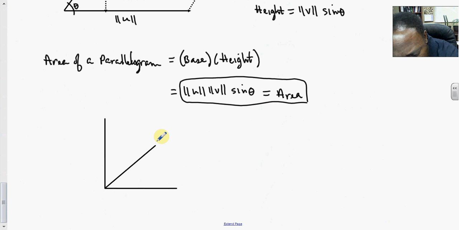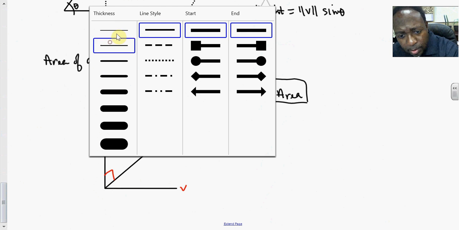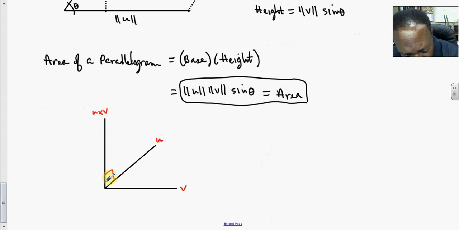So if this is u, this is v, so this is the cross product of u and v. Here, this guy is perpendicular to that one. And it's also perpendicular to v.